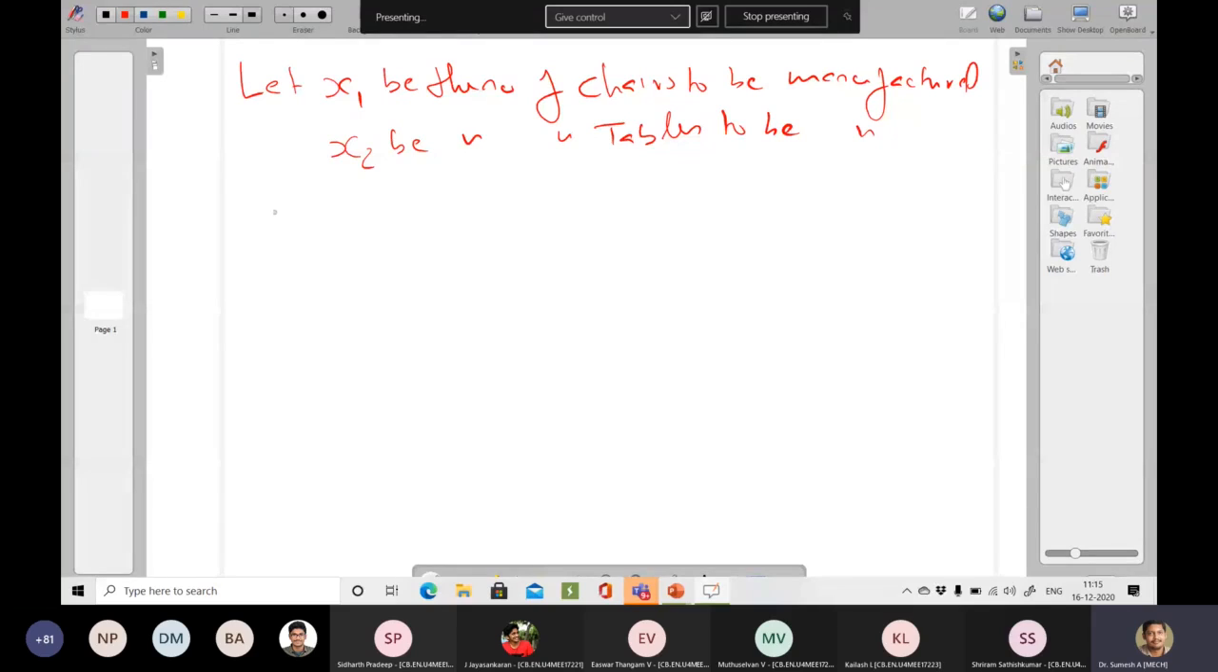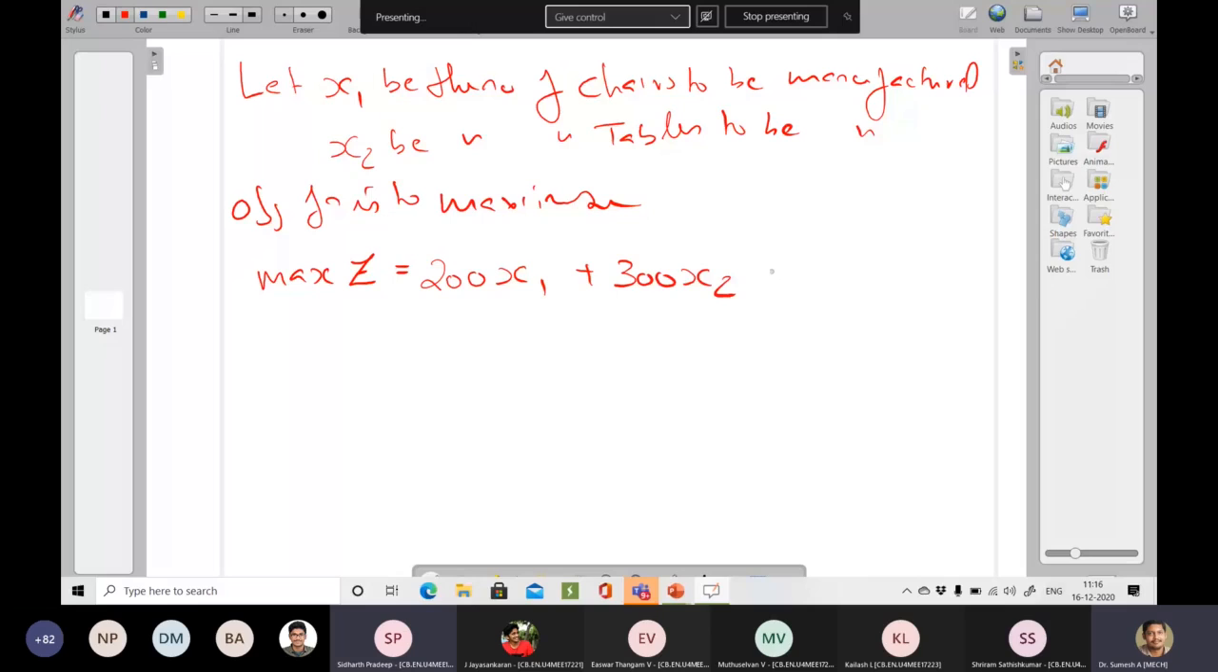So the objective function is to maximize. Now what is the objective function? It is maximize Z equals, how much? 200 X1 plus 300 X2. Yeah, 200 X1 plus 300 X2. So that is your equation number one as the objective function.